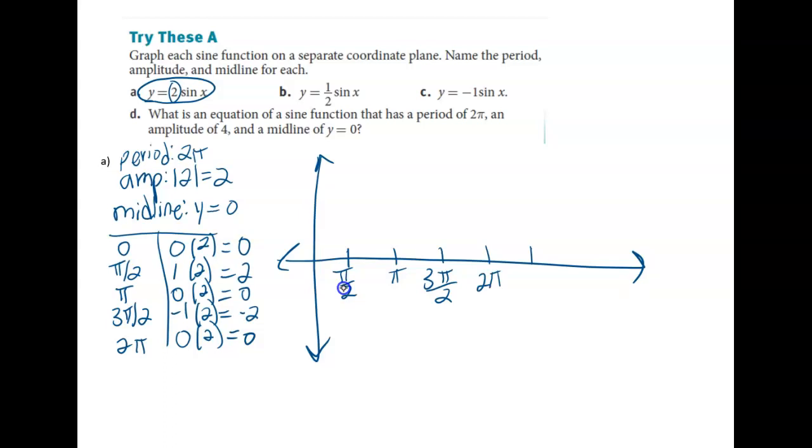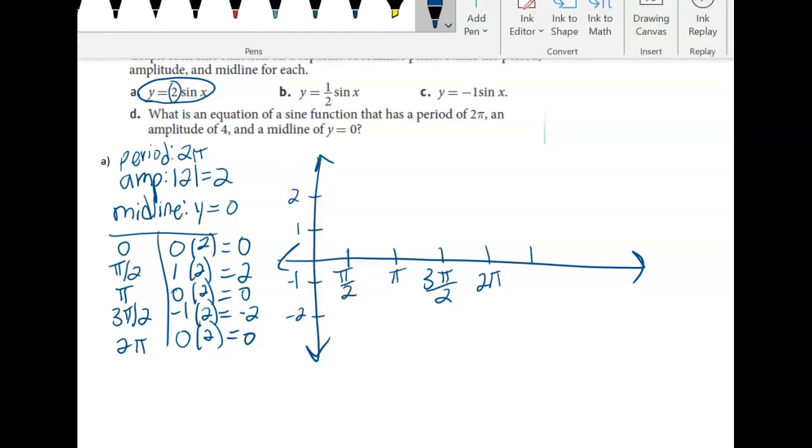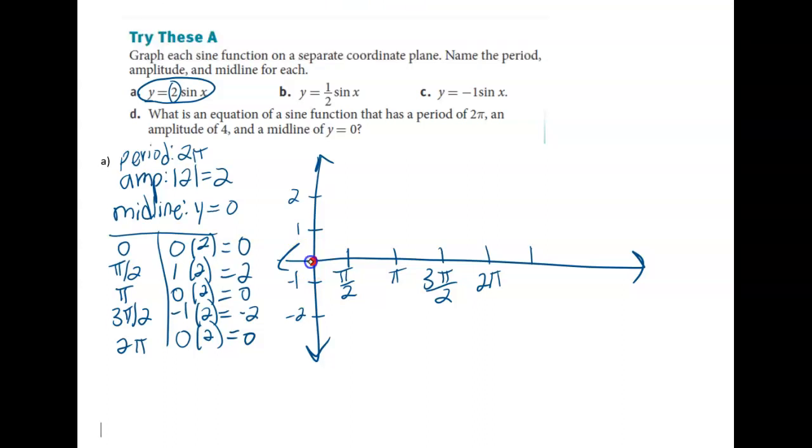And what I'm going to do then is just plot my points. My amplitude is kicking me up to 2, so I'm scaling my y's from negative 2 to 2 now. So I've got 0, 0. Let's use a different color just so you can clearly see it. We've got pi over 2, 2. We've got pi, 0. 3 pi over 2, negative 2. 2 pi, 0. Then I'm going to connect those with a smooth curve. And I would be done.